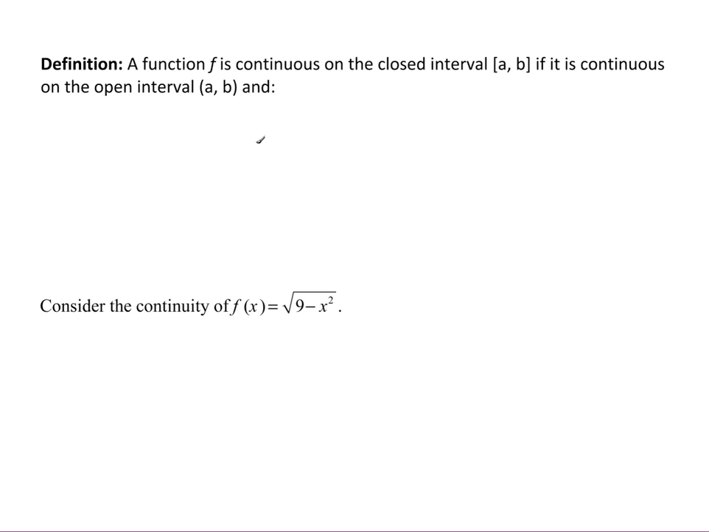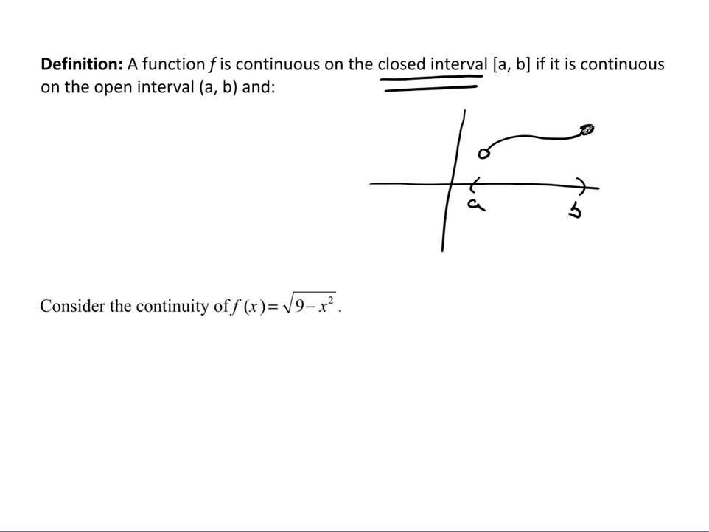A function f is continuous on the closed interval. We just looked at the idea of an open interval. On the closed interval AB, if it is continuous first on the open interval, I need to add two more things to this. First, I'm going to draw a quick picture here. Let's just say I'm going from A to B, and the function looks like this. See, this would be continuous on the open interval.